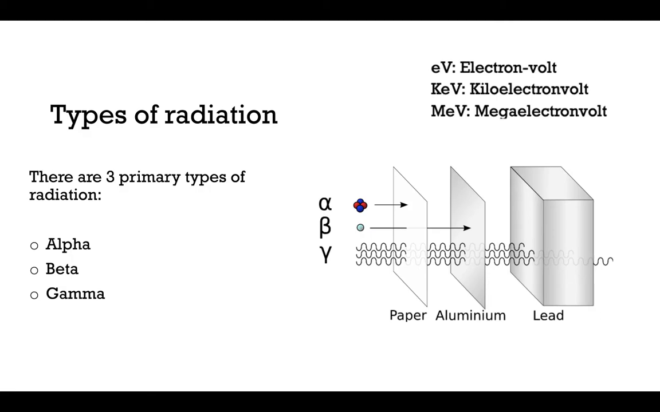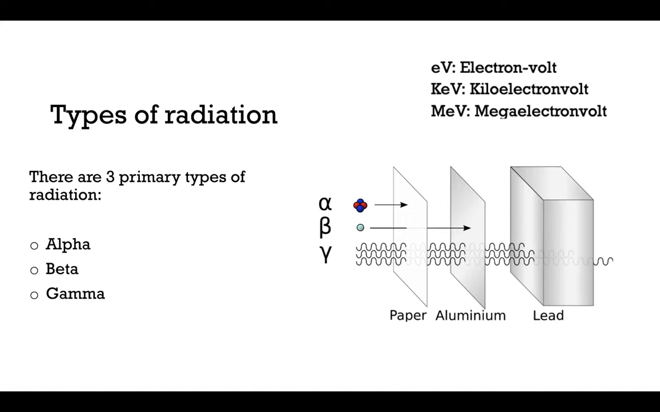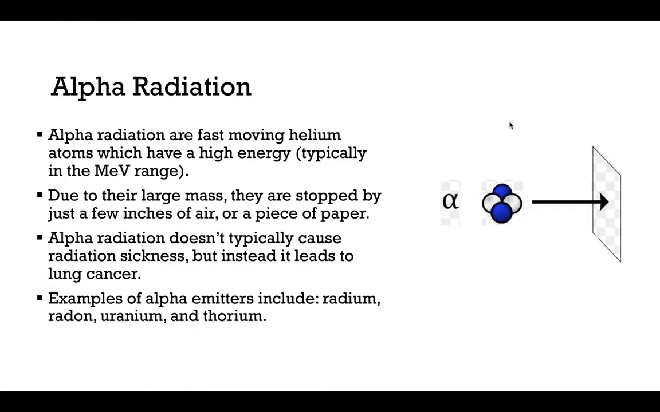Now, moving on, we're going to be discussing the types of radiation. There are three primary types of radiation. We have the alpha, the beta, and the gamma. So, we're going to be going into depth about each type of radiation. First of all, the alpha radiation. Alpha radiation consists of fast-moving helium atoms, which have a very high energy, typically in the MeV range. So here we have the electric units. We have the electron volt, the kilo electron volt, and the mega electron volt. So the alpha radiation has the MeV range, which is very, very large.